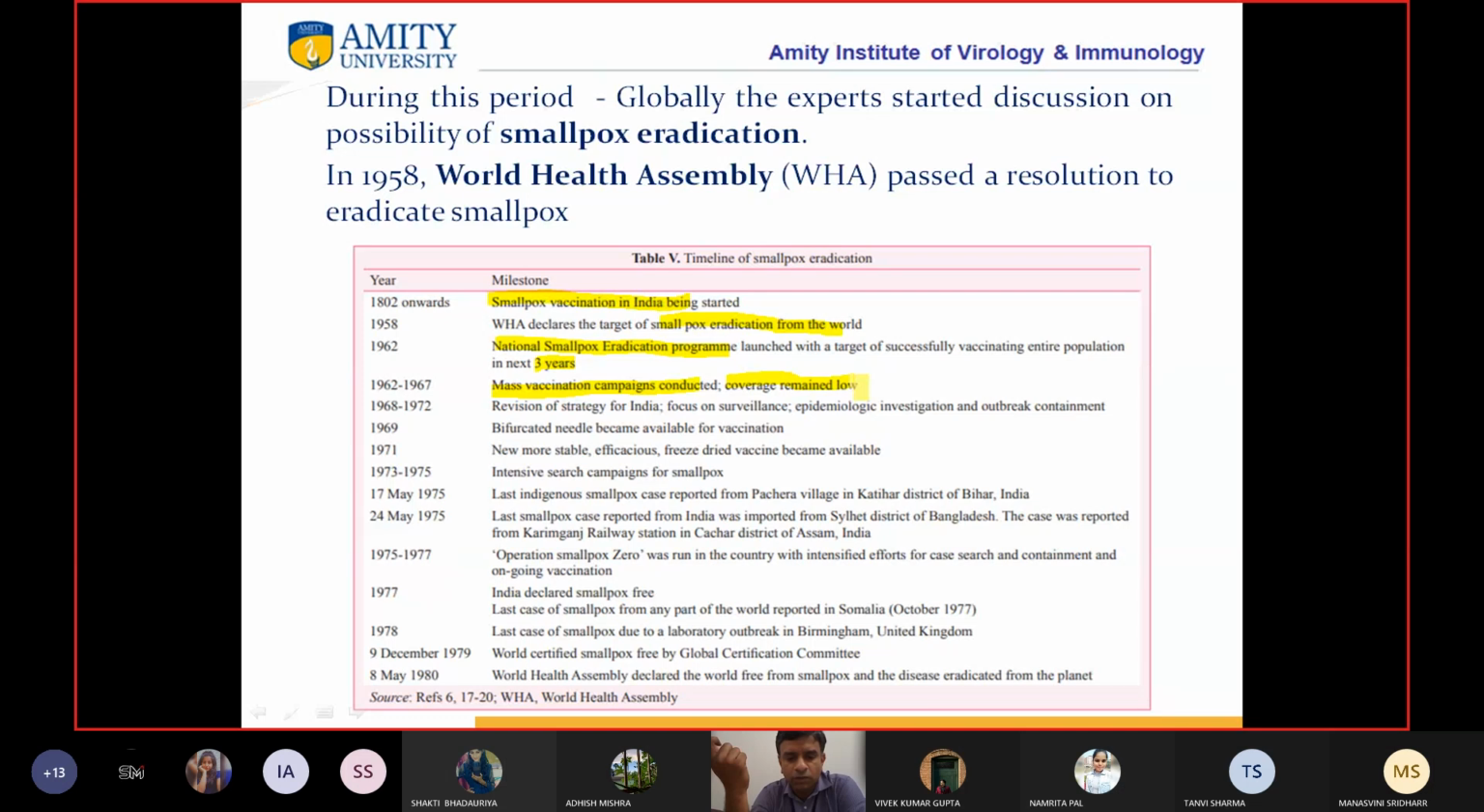So later on in 1971, new and more stable, efficacious freeze-dried vaccines became available, and with that there was an intensive search campaign for smallpox. And on 17 May 1975, the last indigenous smallpox case was reported from Bihar in India. Okay, and on 24th May, the last smallpox case reported from India was imported from Bangladesh. Okay, so this is what I was saying last time. Even if our country is free from the disease, we can still get it from other countries. So we need to get vaccinated till the time the disease is gone from the world itself. Okay, so the last indigenous smallpox case was from Bihar, and later on another case was found, but it was from Bangladesh. So this person from Bangladesh came to India.